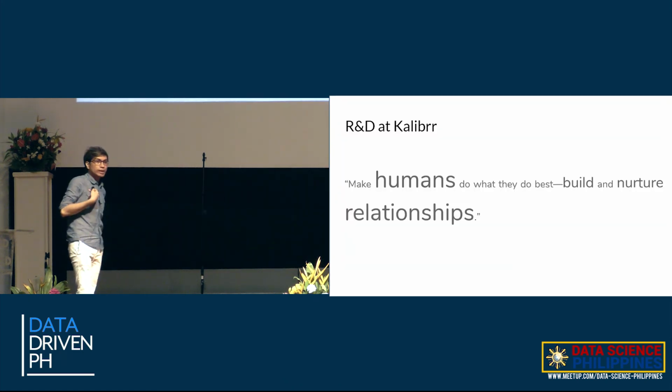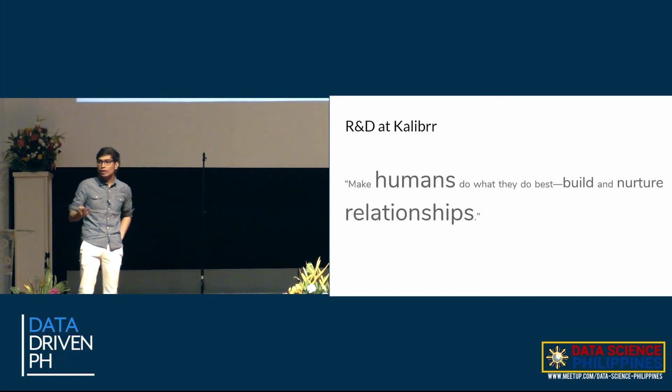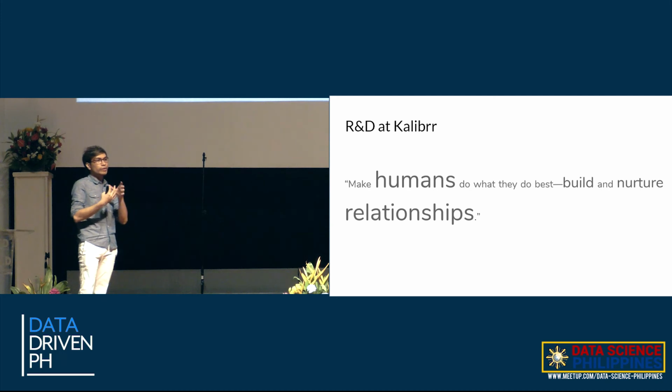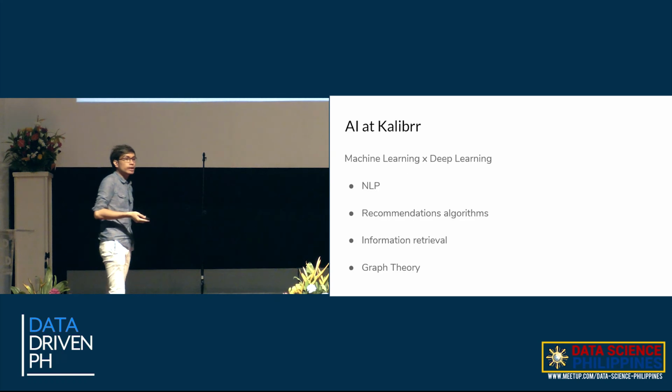So what we do at Caliber, so my team at Caliber, we're focusing on research and development. And we live by this mission. Our mission is to make humans do what they do best, which is to build and to nurture relationships. So unlike the common anecdote about AI, which AI might replace jobs, etc. At Caliber, we want to change the paradigm, wherein we want to place AI as one of the components that can help you find jobs instead of AI replacing your job, right? So how are we using AI to help everybody find jobs, or for recruiters find the best candidate, right?